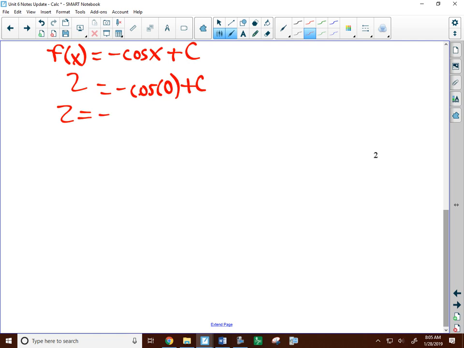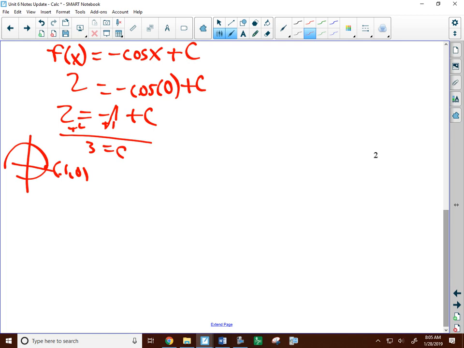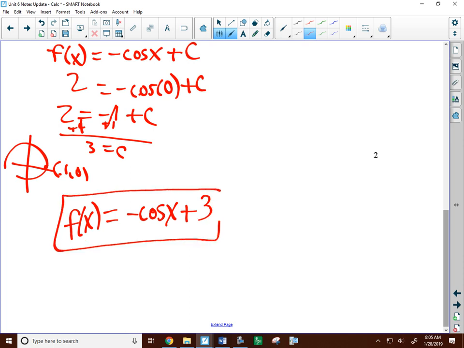So negative cosine of 0 is the x coordinate here, which is 1 at the start. So it's negative 1, and then plus c, and we'll add 1. So we'll get 3. And then write your final equation for f of x. It was negative cosine x, and then c is now 3.